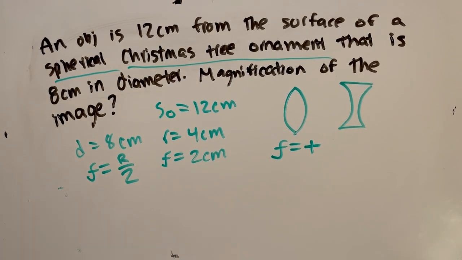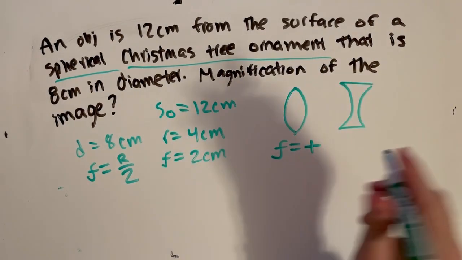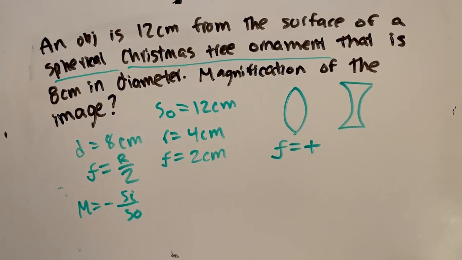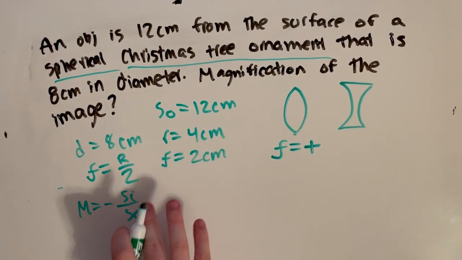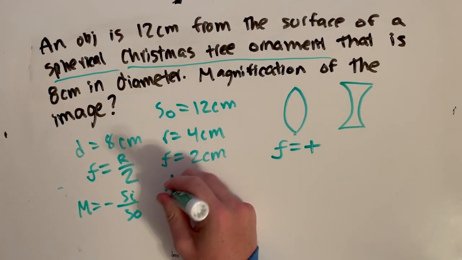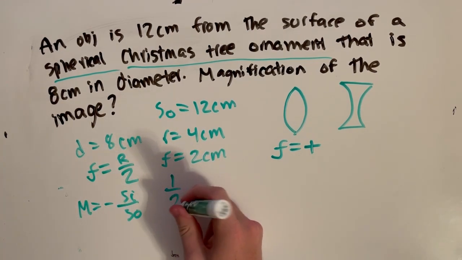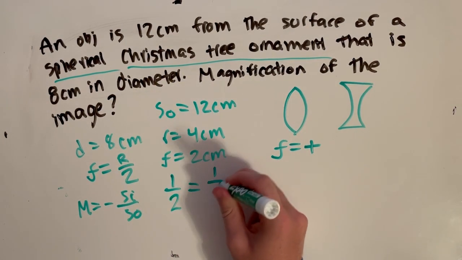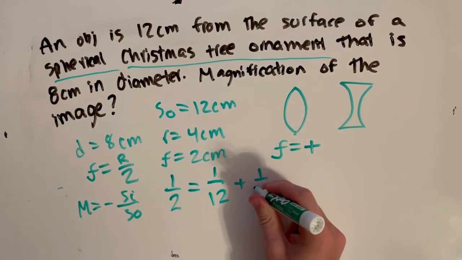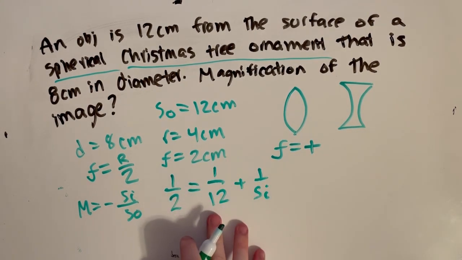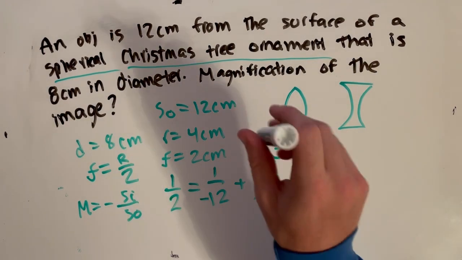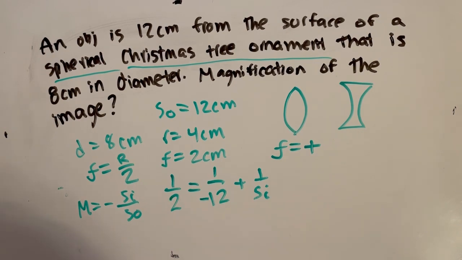So if we go to our magnification equation, m equals negative s_i over s_o, we have the object distance, so we have to solve for the image distance. So this is why we're going to use our mirror's equation. 1 over f, which I'm going to plug in as 1 over 2, equals our object distance, which is going to be 1 over 12, plus 1 over our image distance, which we're solving for. Now, make sure 1 over 12 is actually going to be a negative value. And the reason is because the object and where the image is formed.